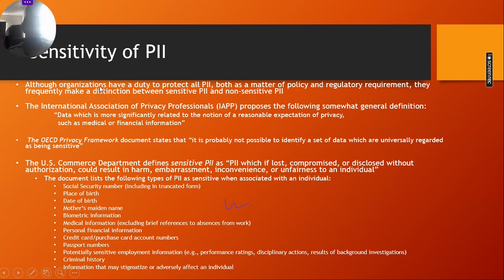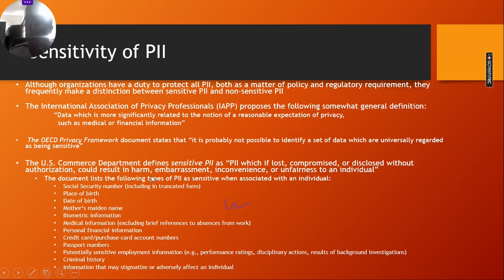Information is said to be sensitive. Personally identifiable information is said to be sensitive if, when disclosed, lost, or displayed, it can cause harm, embarrassment, or dishonor to the individual that owns that type of information. So such information will be classified as sensitive personally identifiable information.